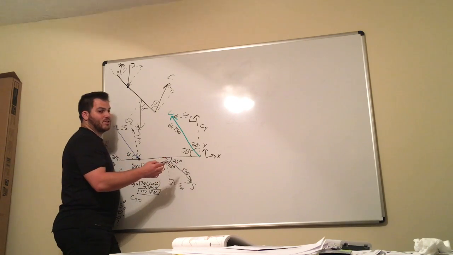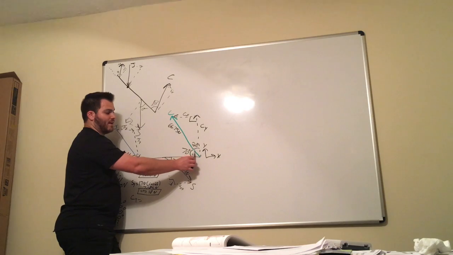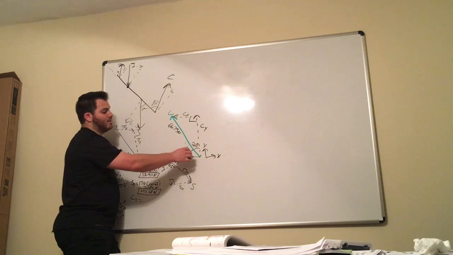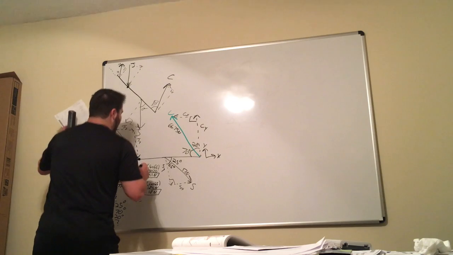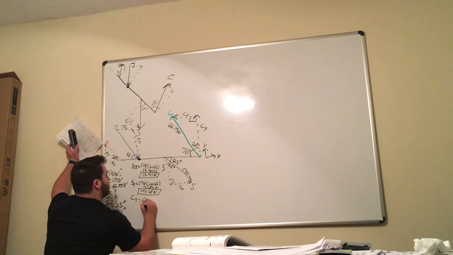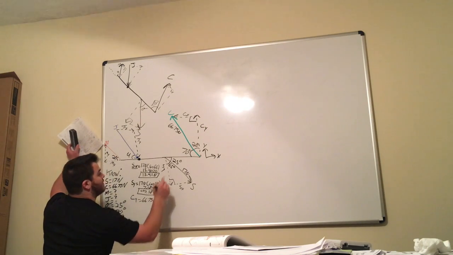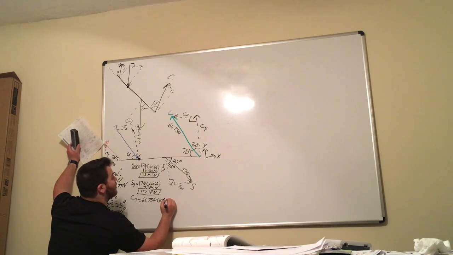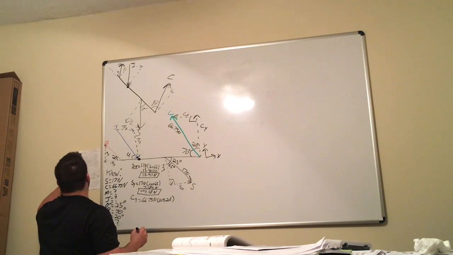So our adjacent, SOH CAH TOA, adjacent over hypotenuse, we're going to use cosine. Anytime you use your adjacent side, you're using cosine of the angle. Anytime you do the opposite side, you're using sine of the angle. So C of y is going to be our hypotenuse, which is now 66.75 newtons times the cosine of 20 degrees.